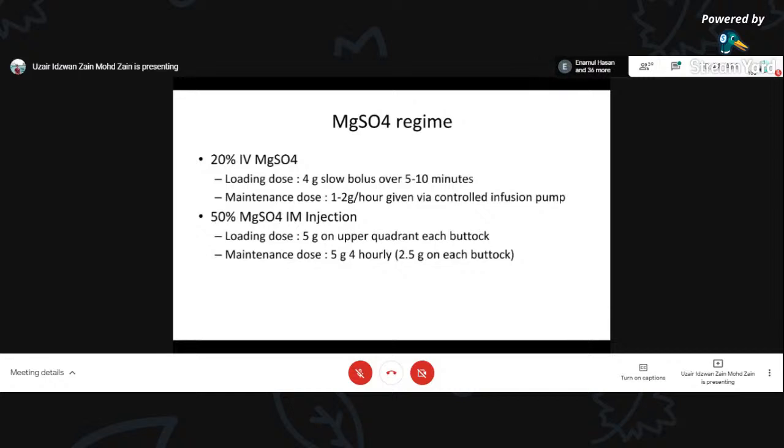So this is what I've said earlier. The regime that we have, IV or IM injection. So usually we go for IV. So less excruciating lah to the patient and kita boleh guna sliding scale through control infusion pump. So boleh bagi pelan-pelan. So if you look at the IM injection ni kan, kena bagi 5 gram to the upper quadrant of each buttock. So sebelah kanan, sebelah kiri you have to give 5 gram.